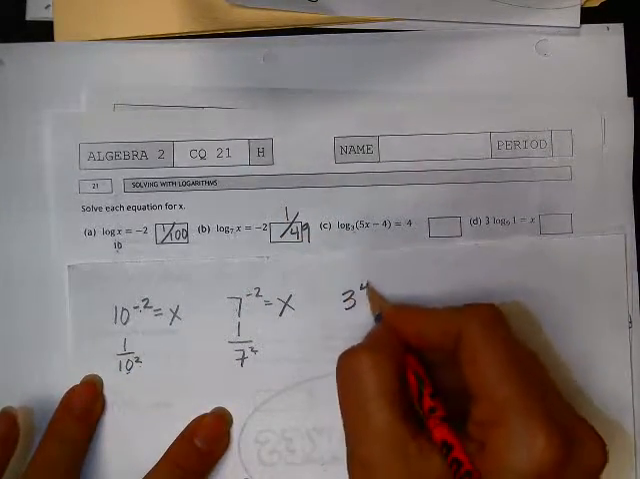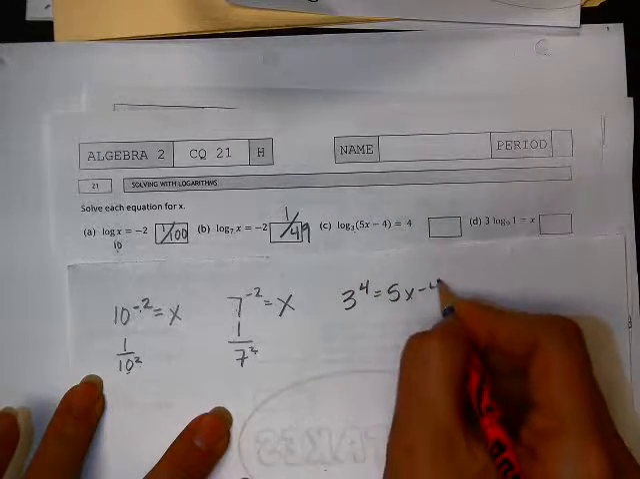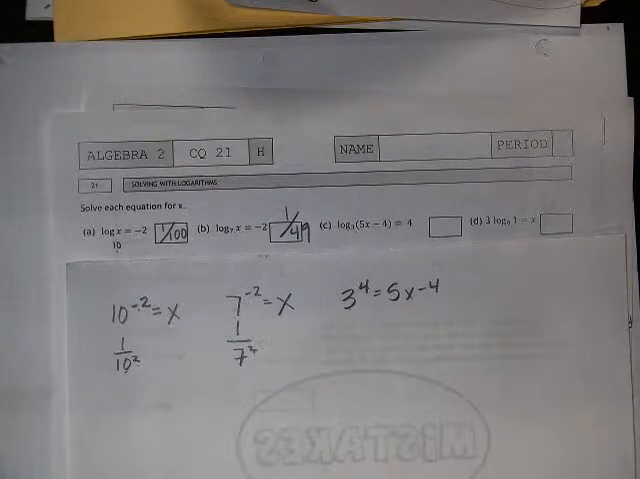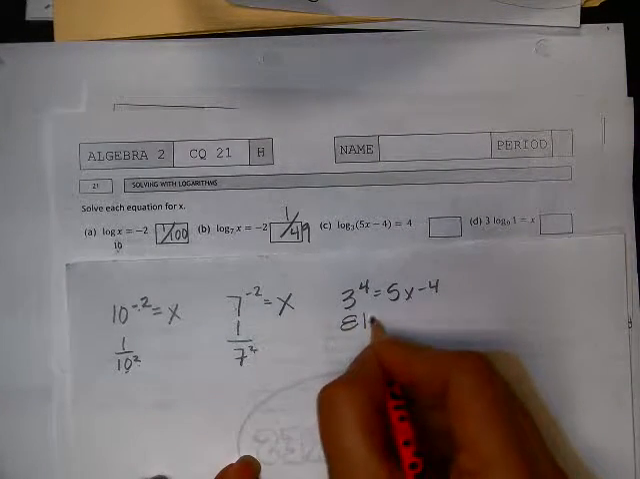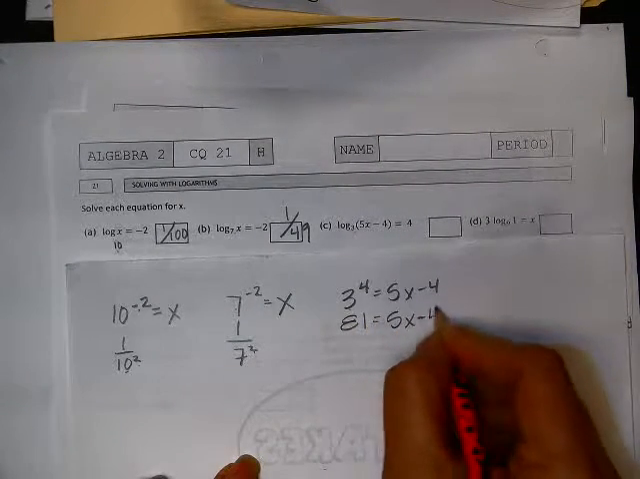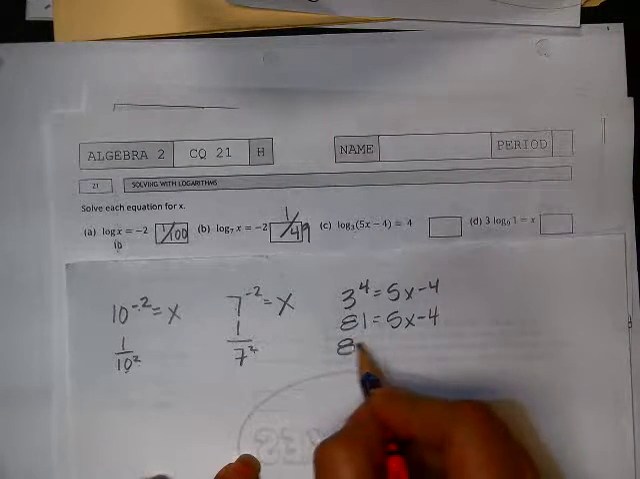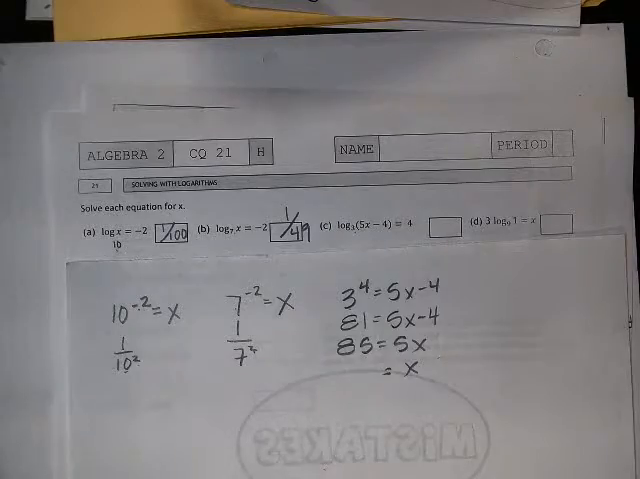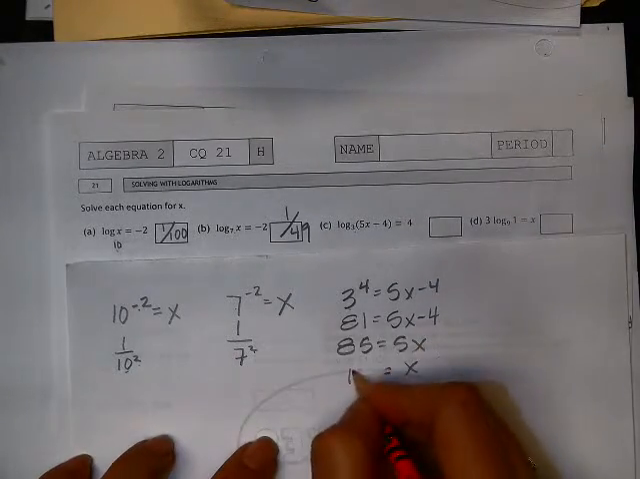Here, 3 to the 4 is equal to 5x minus 4. So now we need to do that math. What 3 to the 4 is, what, 81? And then you just solve, just like algebra 1. So this is what, 85? And then 85 divided by 5 is our 17.